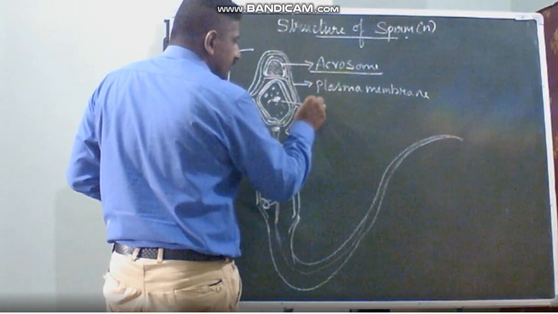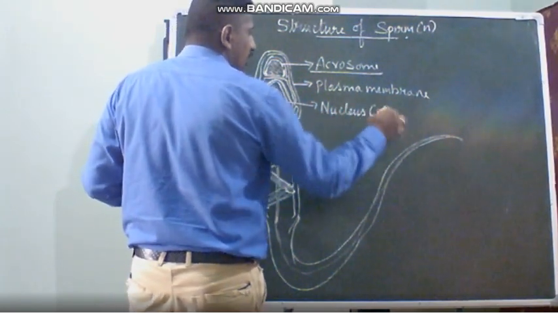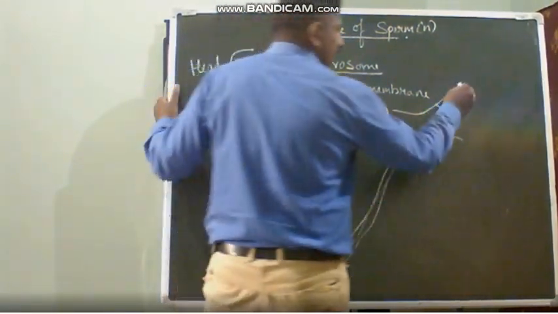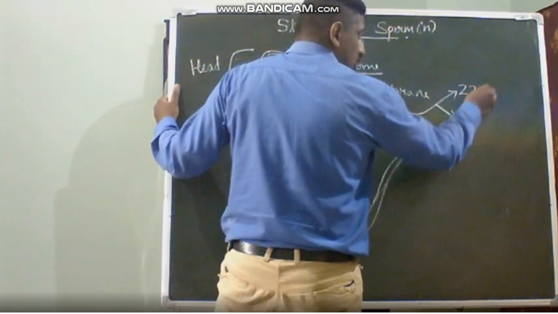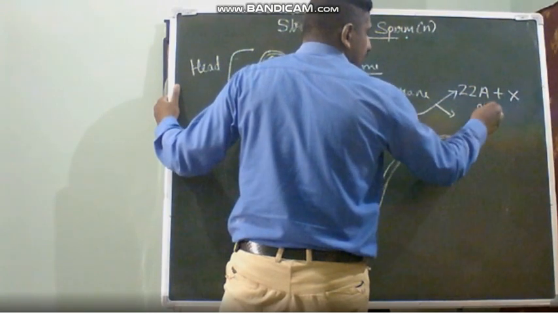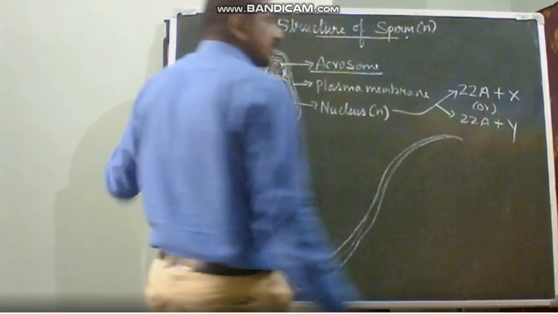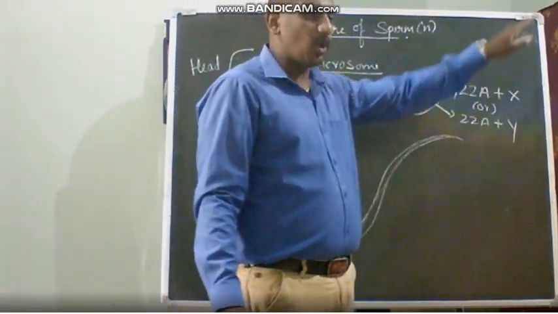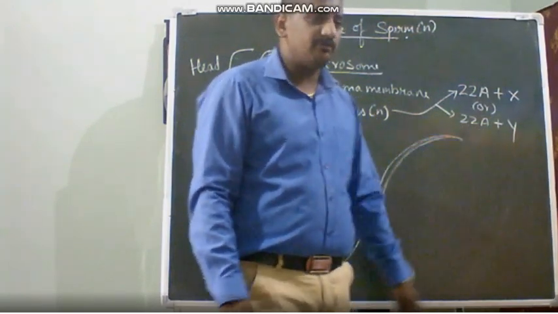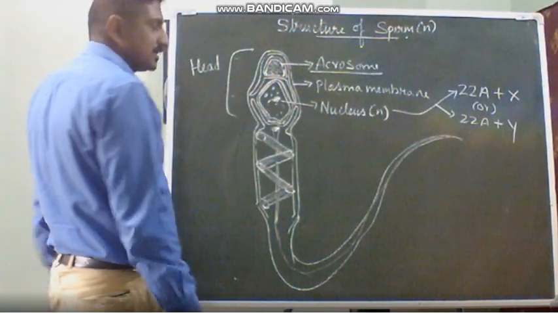Below the acrosome we have the nucleus. And the nucleus is haploid. So that means they may have two different options for the chromosome number. They may have 22 autosomes plus X, or they may have 22 autosomes plus Y. If a sperm carrying X fertilizes an ovum, it results in a female. If a sperm carrying the Y chromosome fertilizes an ovum, it results in a male.